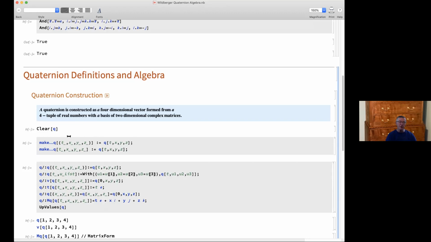So quaternions in this construction were made up of 4 element n-tuples. And I use T, X, Y, and Z as the 4 elements to describe the 4 dimensions for a quaternion. And so if I use 4 real numbers in this 4-tuple, then I can build any quaternion as defined.